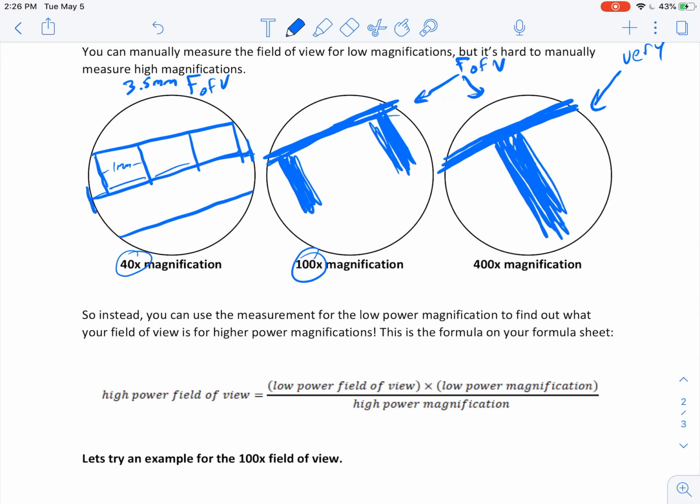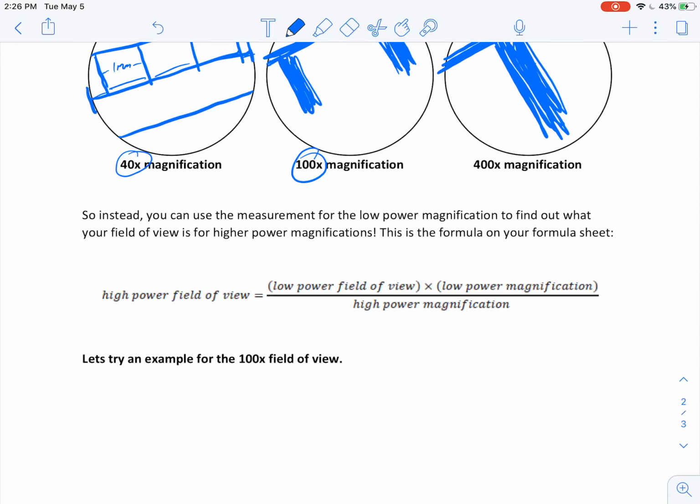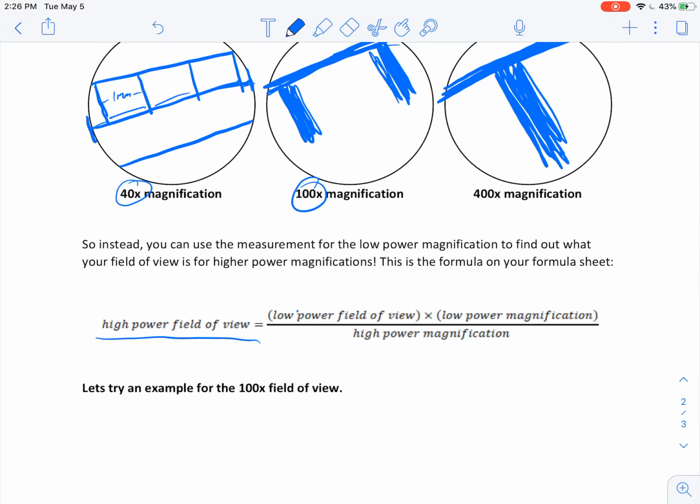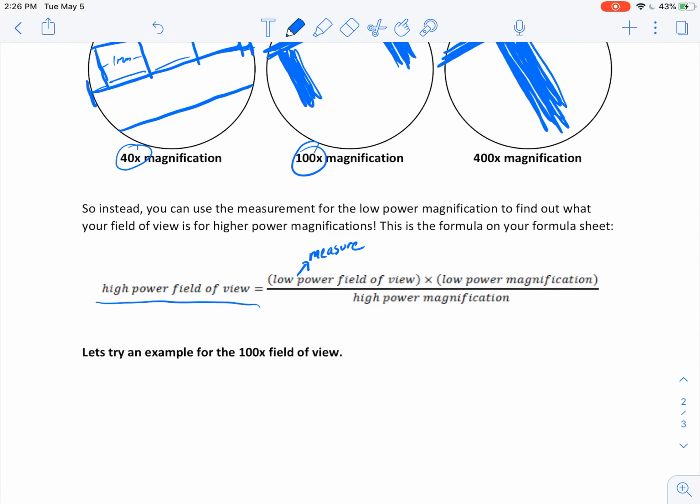So let's look at the formula sheet. Our formula sheet has high power field of view is equal to low power field of view, which is what we measure, times the low power magnification divided by the high power magnification. Now I know this is just a lot of words, but it's quite simple when we break it down. One thing I want to clarify: it's not high power as in the highest power, it's just the higher of the two that you're looking at. So I'm going to cross those out and say higher and lower.